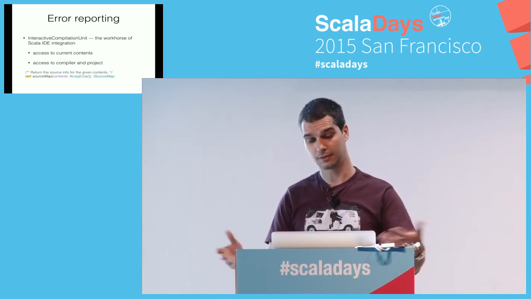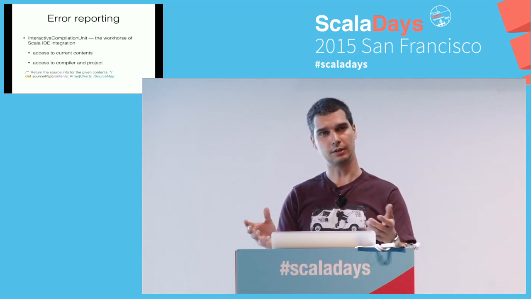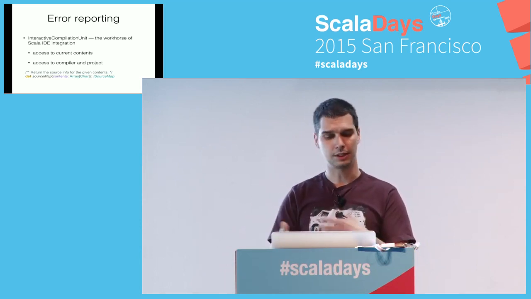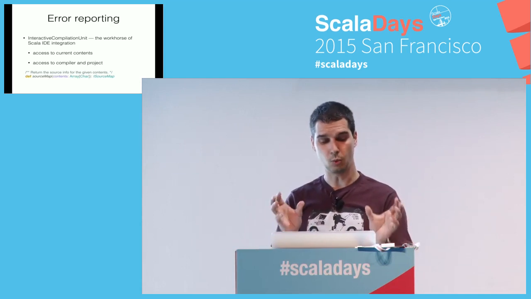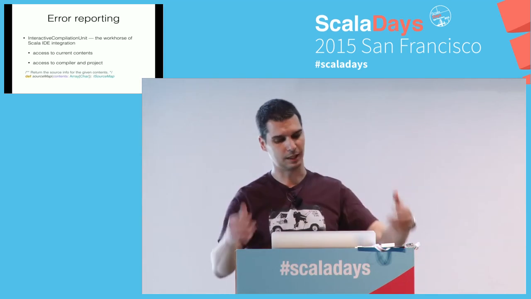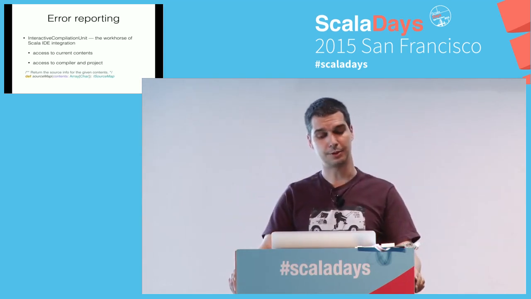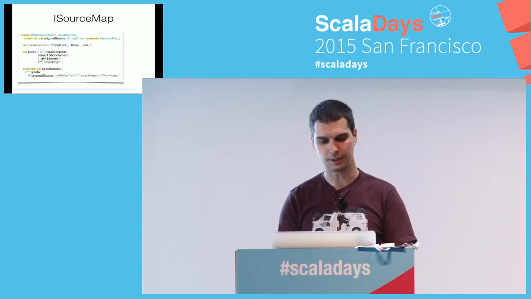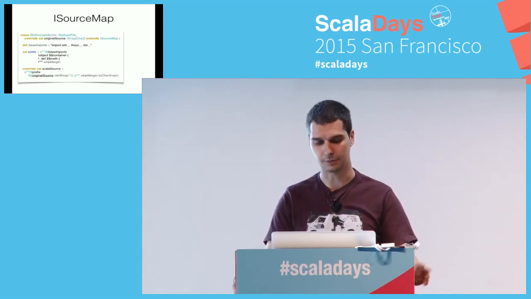So this compilation unit gives access to the current contents, which in our case is backed by an editor, and it also gives access to the compiler and the project. And the one method that's really down there, I should have put that first, is a source map. And this is what we'll need to implement. So the implementation that we'd need to write in our case is something along these lines.